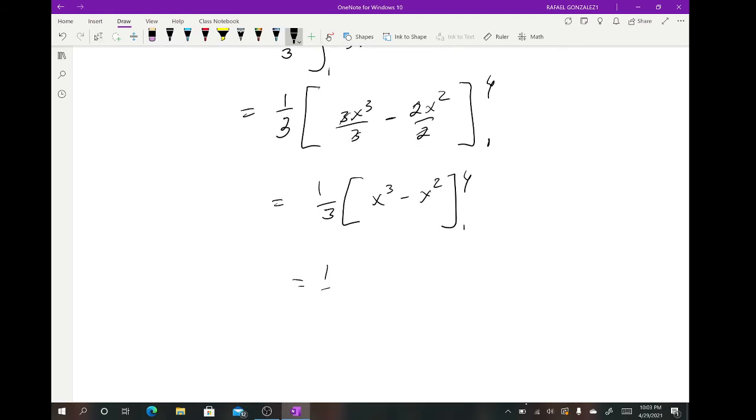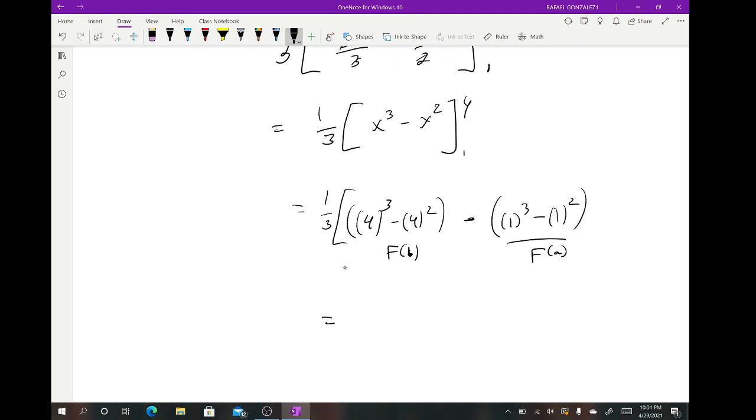So let's evaluate that. We have 1/3 times, and again, I'm going to do F(b) first and then minus F(a). So we have, by the fundamental theorem, 4 cubed minus 4 squared. So this is my F(b), minus, I have 1 cubed minus 1 squared, and this is my F(a). So what do we have here? We still have the 1/3 on the outside times 4 cubed. Well, 4 times 4 is 16. 16 times 4 is 64. Minus 4 squared, which is 16. Minus 1 minus 1, well, that's just 0. Because 1 cubed is 1, 1 squared is 1, 1 minus 1 is 0, so minus 0.